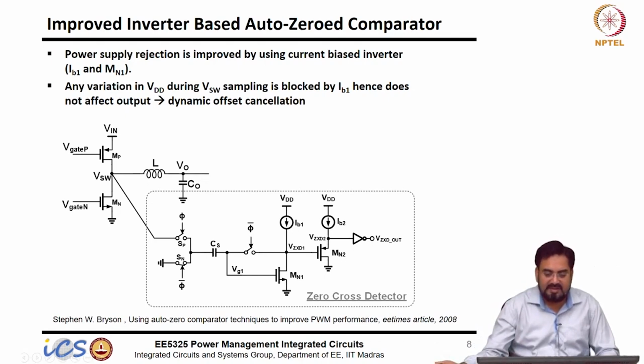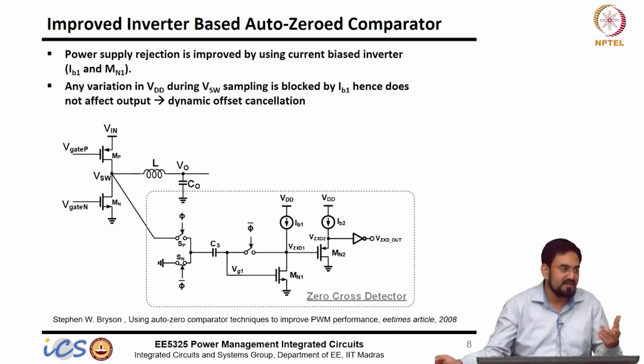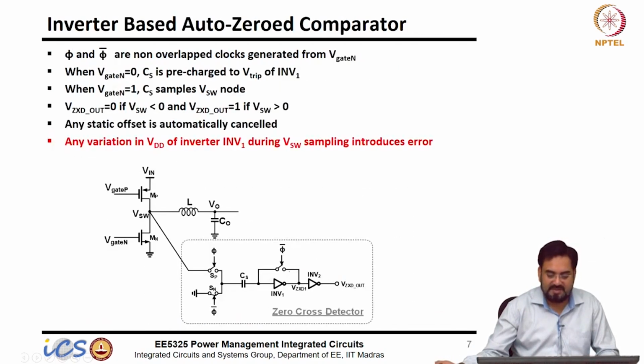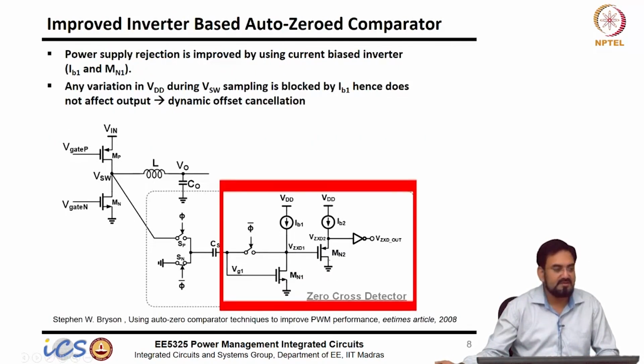So, the only sensitivity will be through your RDS, and since it is in saturation, RDS will be much larger. That is why for most current mirrors we use a very large channel length, not a small one, to reduce the channel length modulation, or you can use a cascode, which makes it even better. So you can design a very good current source and make it very insensitive to VDD. I have simply replaced these two inverters with this.